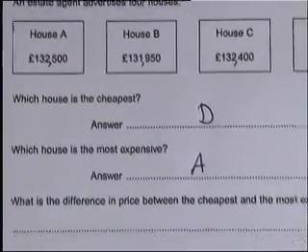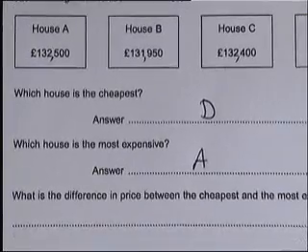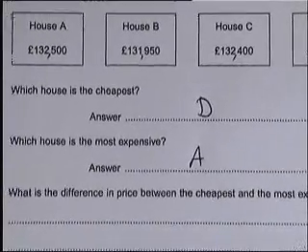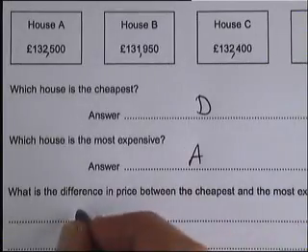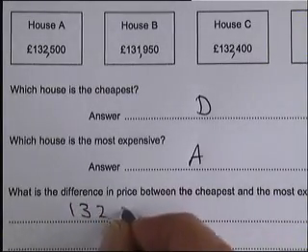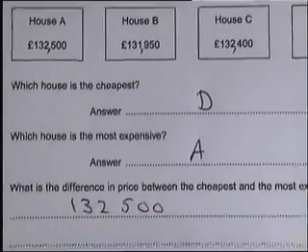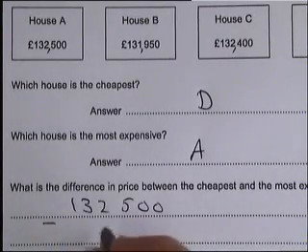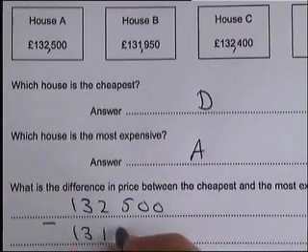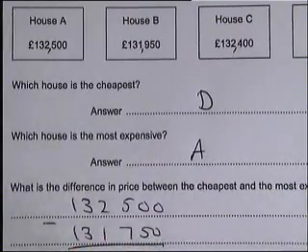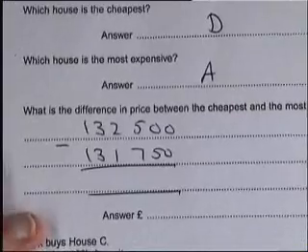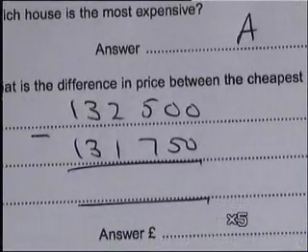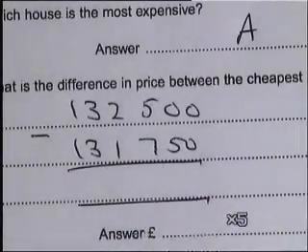Part C, we've got to say what is the difference in price between them. So this is doing a taking away. So we are going to have the most expensive one, which is 132,500. Take away the cheapest one, which was 131,750. And we're doing this taking away sum here. So one way of doing it is as a classic taking away sum.